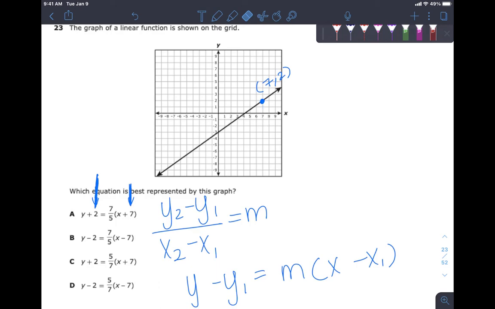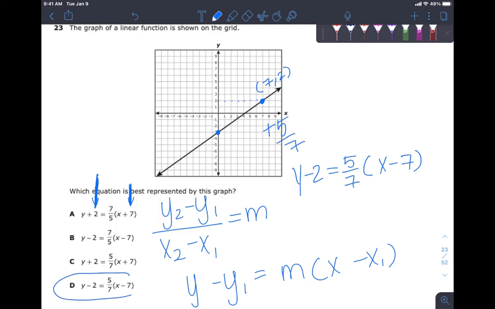So I found my point, and I'm going to look for just one other point, and I see it here. I'm going to calculate my slope based on this. So I'm going to go up 1, 2, 3, 4, 5, and over 1, 2, 3, 4, 5, 6, 7. So my slope is 5 over 7. My point is 7, 2. I'm going to plug those in. Y minus 2 equals 5 over 7 times x minus 7. So I'm going to look at all my answer choices, and it looks like answer choice D is the only one.